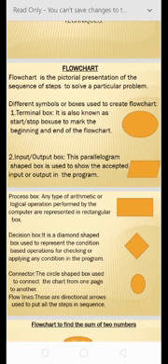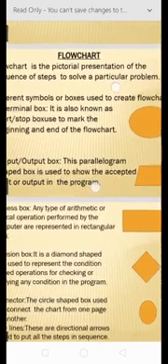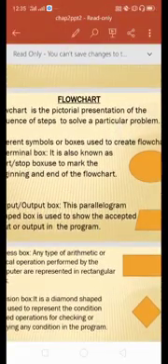A flowchart is a type of diagram that represents an algorithm or process, showing the steps as boxes of various kinds and their order by connecting them with arrows. This diagrammatic representation illustrates a solution to a given problem.